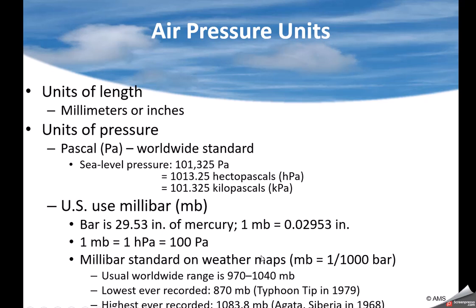Here are some of the lowest pressures and highest pressures you can see. Highest pressure ever recorded, in Siberia, 1083.8 millibars. Lowest pressure, 870 millibars. So about a 200 millibar difference between the highest and lowest pressures ever recorded.